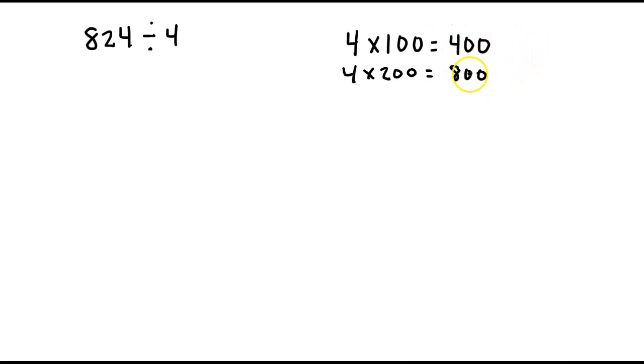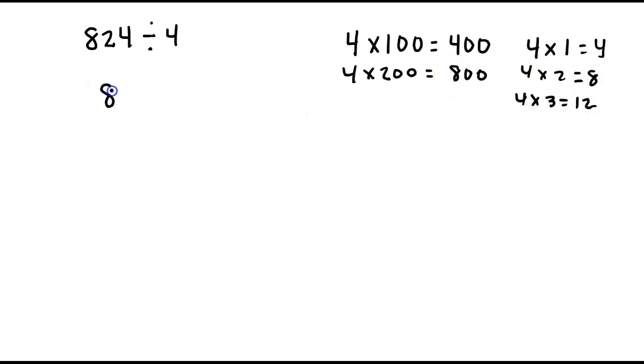And then, I know my multiples of 4, and if you don't, well, then you can just go ahead and write what you do know. 4 times 1 is 4. 4 times 2 is 8. 4 times 3 is 12. Okay, and we can stop there. So that's all I know.